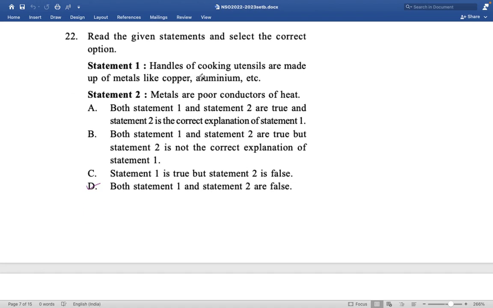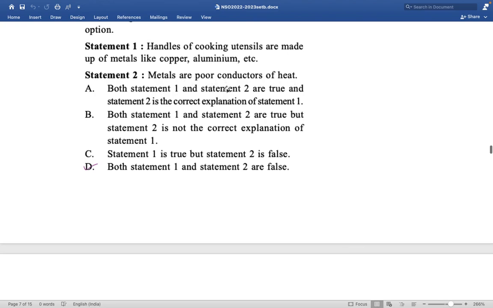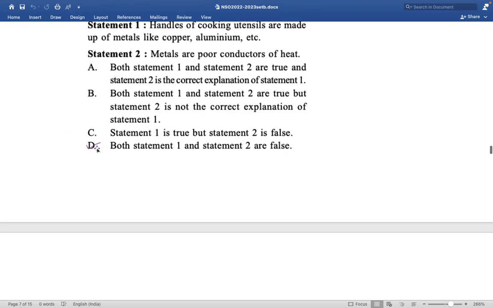Handles of cooking utensils are made up of metals like copper, aluminum, etc. This is false. Handles of cooking utensils are actually made up of insulators such as wood or plastic to avoid burning our hands. Metals are poor conductors of heat. This is false. Metals are very good conductors of heat. So D is correct.